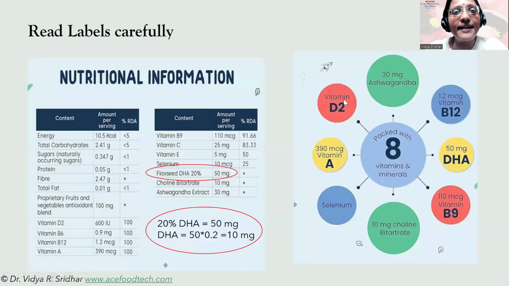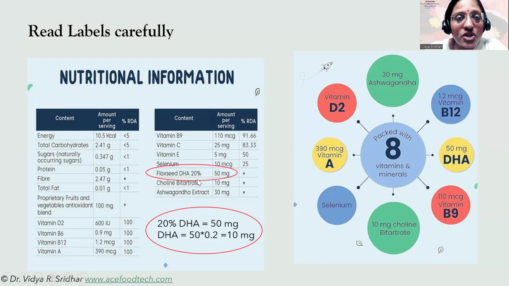Now coming to another label here. This label is a confusing label when it comes to actives. So here the active we are going to talk about is DHA. DHA is docosahexaenoic acid. It is an omega-3 fatty acid, and it says here on the right that 50 milligrams of DHA is present in one serve of this product.